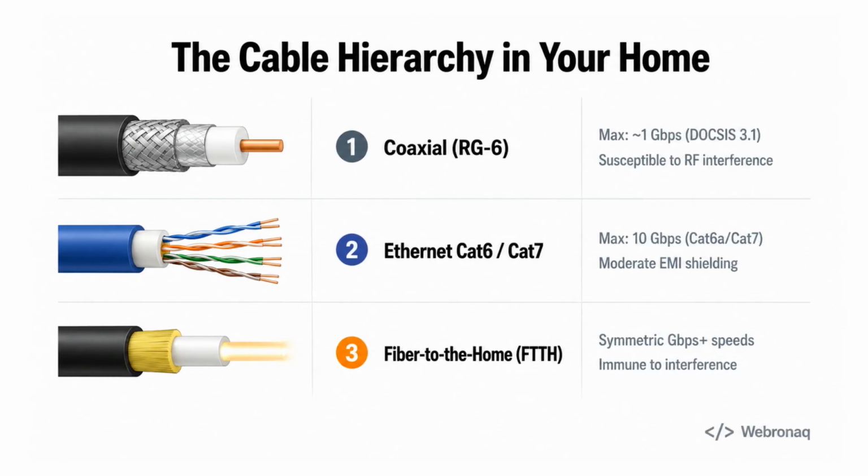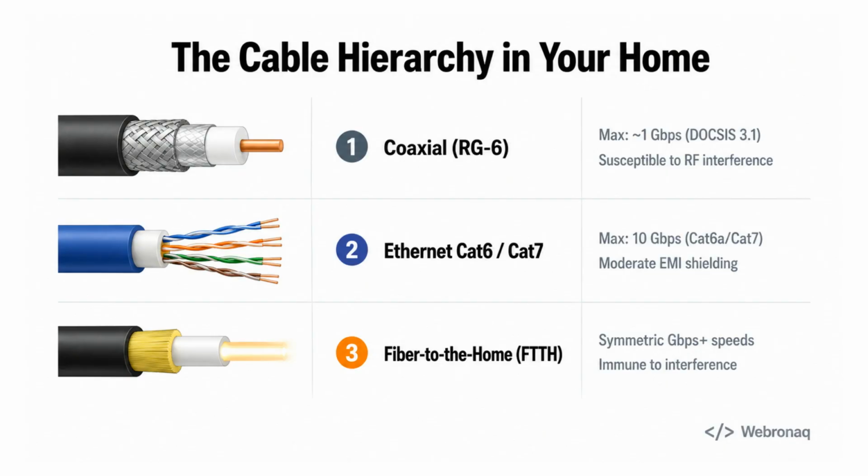Now let me show you the cable hierarchy most people actually encounter. The first is coaxial cable, a thick round cable with a copper core surrounded by metal shielding. This is the same cable that originally carried cable TV signals into homes. It uses the DOCSIS standard for internet, and under DOCSIS 3.1 can deliver up to around 1 gigabit per second download. Second is Ethernet, the flat or round cable you might plug directly into your laptop or games console.